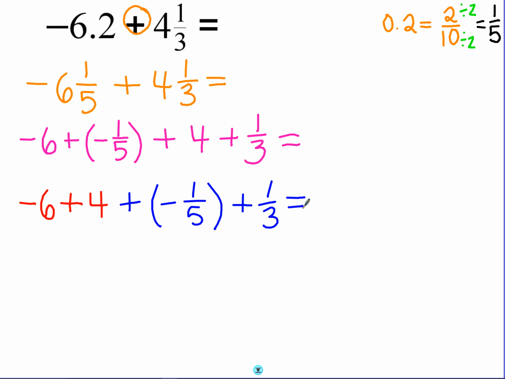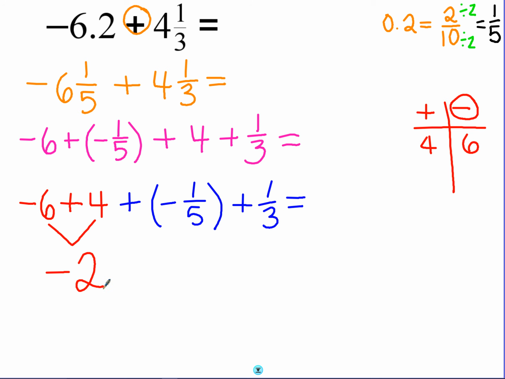Next, let's do the easy part of the question, which would be in red, negative 6 plus 4. So over here, here's my positive team, here's my negative team. I have 6 points on my negative team, and I have 4 points on my positive team. My negative team is winning by 2 points. So this will be negative 2. That's the easy part of the question. The more difficult piece is the blue fractional piece because we're going to have to get a common denominator.